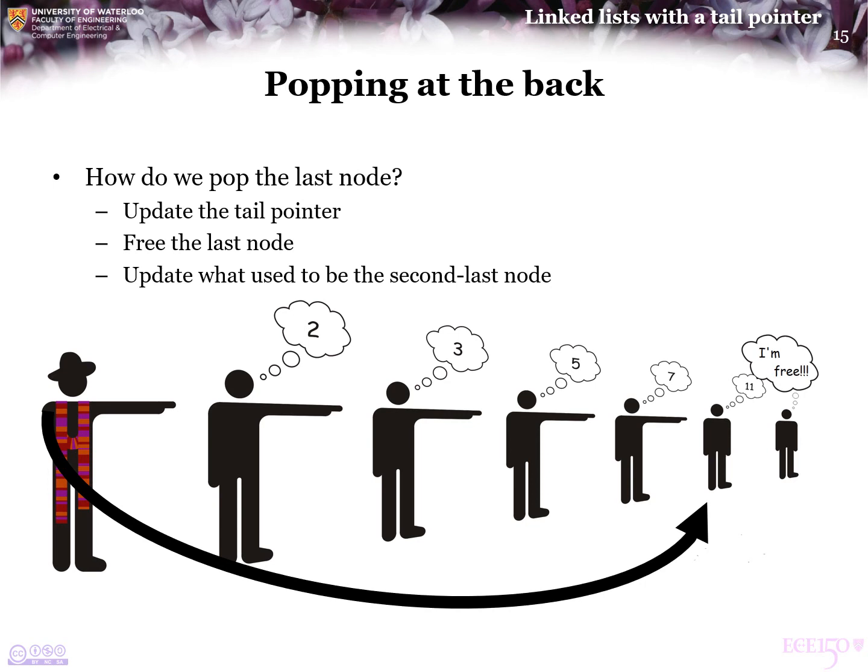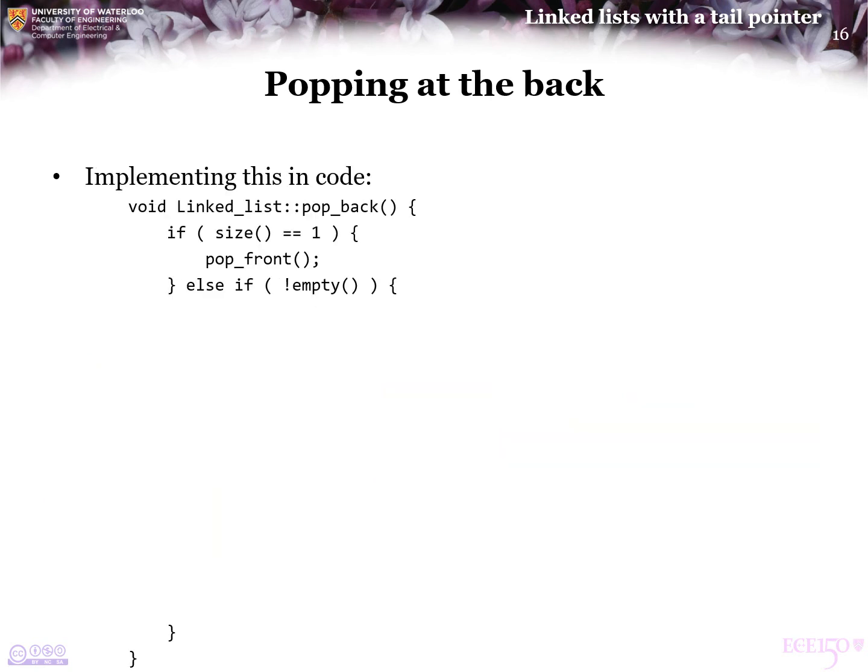All right, that's reasonable, but how do we update the list tail? Now, popping at the back is a little bit more complex. First of all, if the size is 1, popping at the back is the same as popping at the front. So we're just going to call popFront in that case.